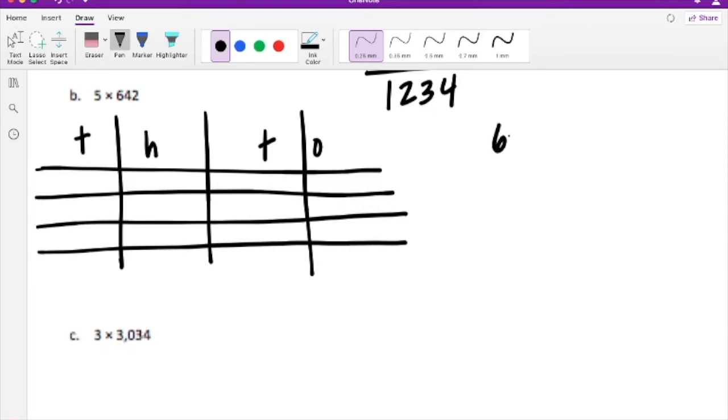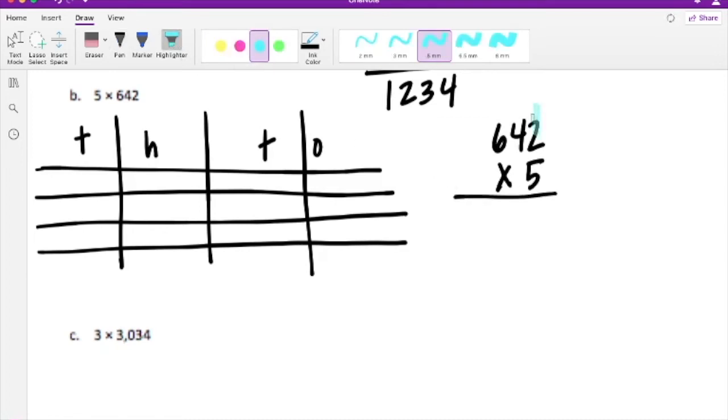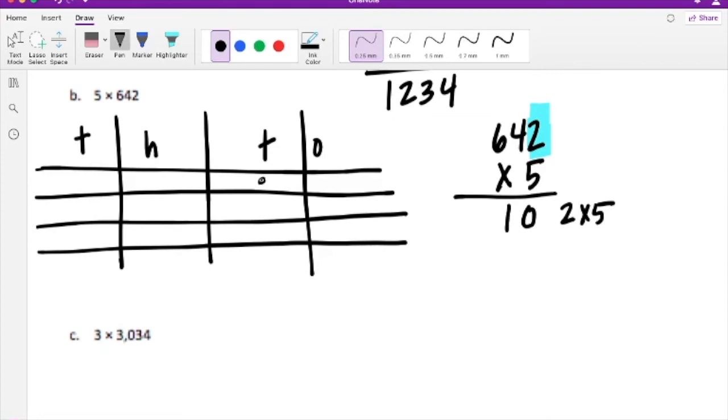Let's line it up vertically. First up, we're going to do 2 ones times 5. That would be 2 times 5, that equals 10. That's 110.